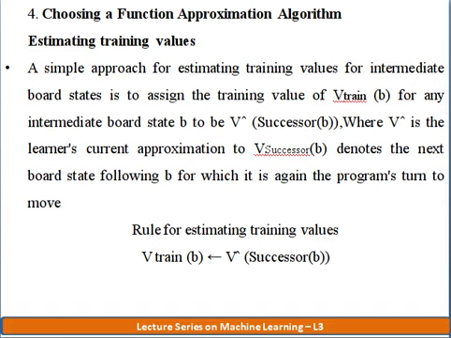So this rule of estimating is given as V train of b is nothing but V cap of successor of b. So what is V cap? V cap is the learner's current approximation to V, and successor of b denotes the next board state following b, for which it is again the program's turn to move.